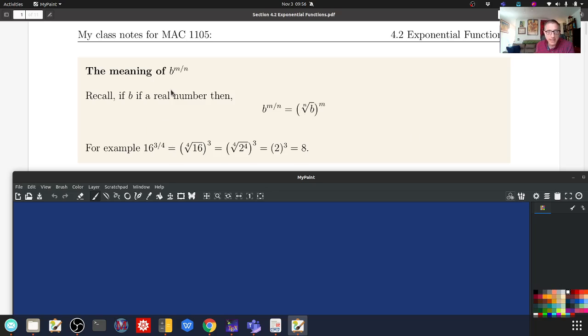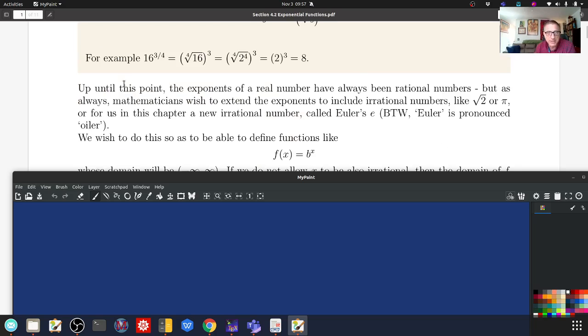So in these cases, m and n is a rational number. That means m is an integer and n is an integer. And again, remember, integers are positive or negative whole numbers plus 0. So that's kind of setting the stage of what we're going to do next.